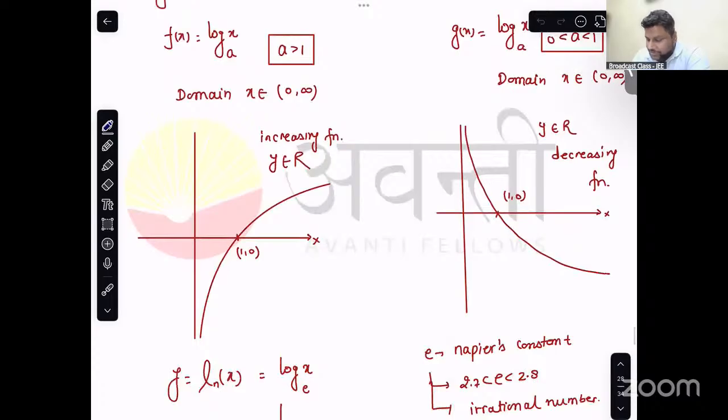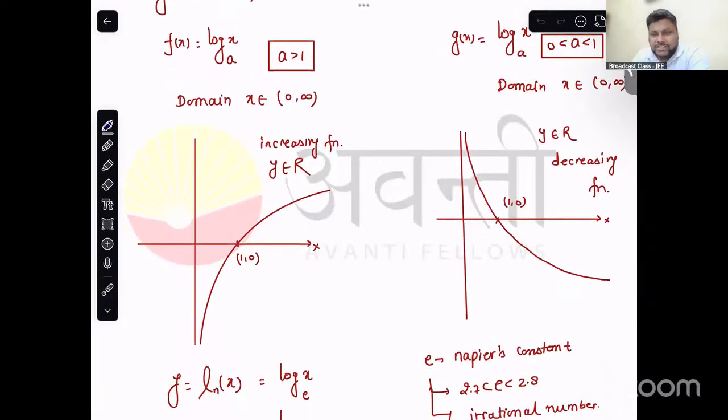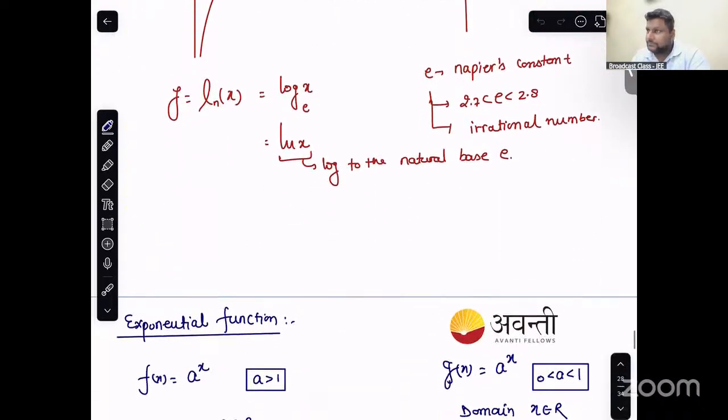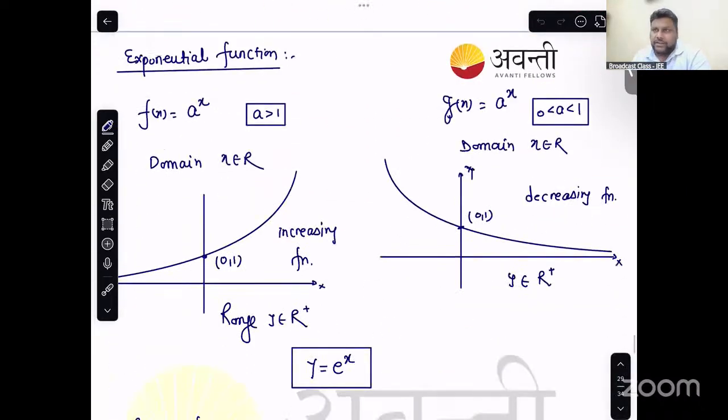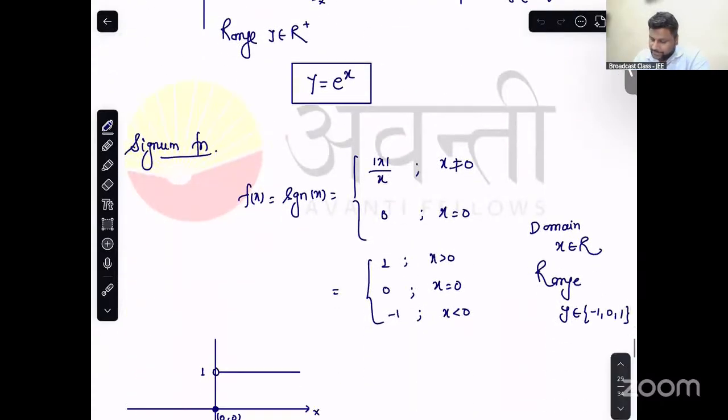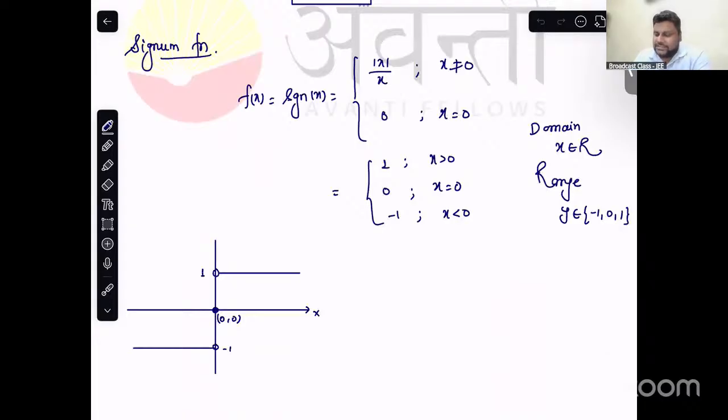Then I taught you the logarithmic function, which is always increasing or always decreasing, depending upon the base of the log. If the base of the log is more than 1, it is always increasing, and if the base is less than 1, it is always decreasing. Then we have done the exponential function, that is a to the power x. If a is more than 1, it is increasing. If a is between 0 and 1, it is decreasing. And finally, I have done the signum function. Anybody facing any difficulty in any of these concepts, do let me know, please.